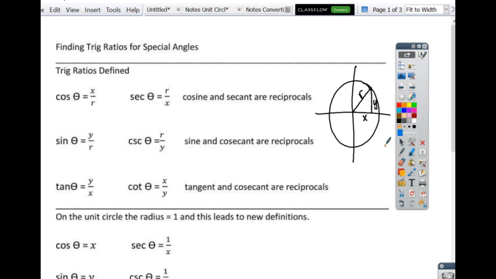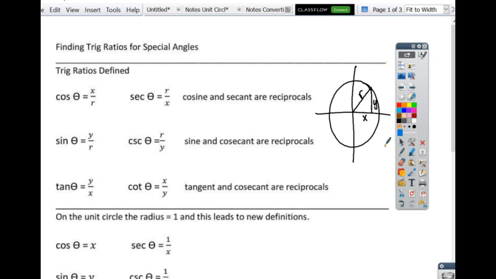from the beginning. So the cosine, adjacent over hypotenuse. Adjacent over the hypotenuse. So that's where I get the x over the r, right? The sine is the opposite over the hypotenuse, and the tangent is the opposite over the adjacent. Okay? Now, I just want to look at these to start with.